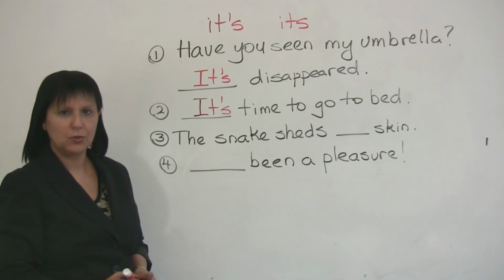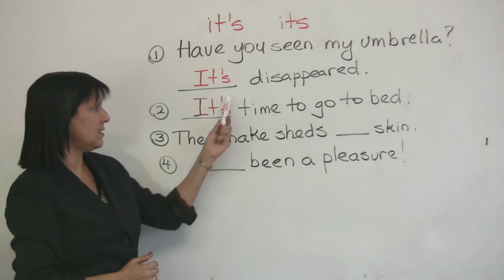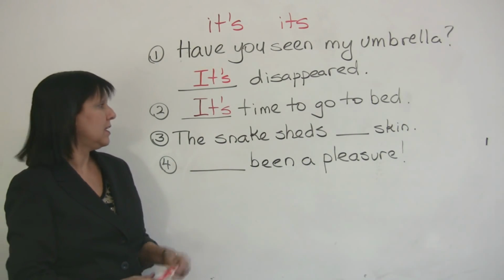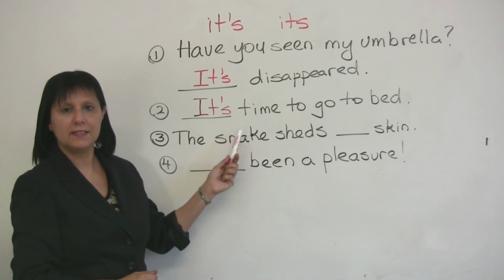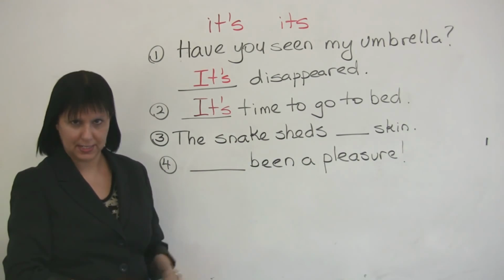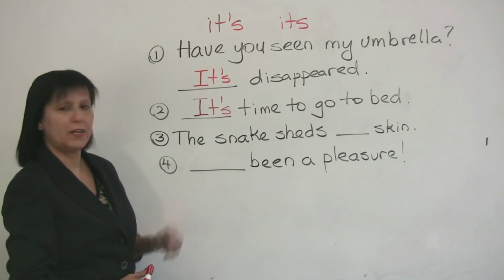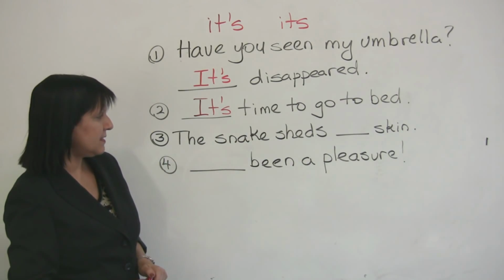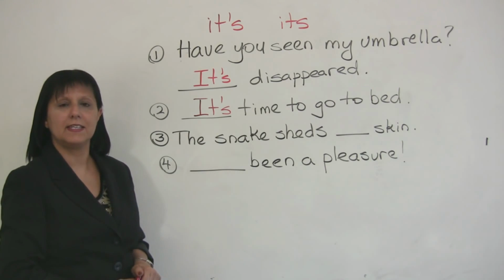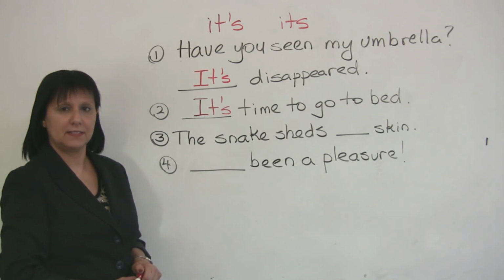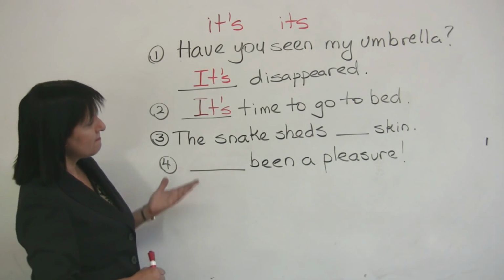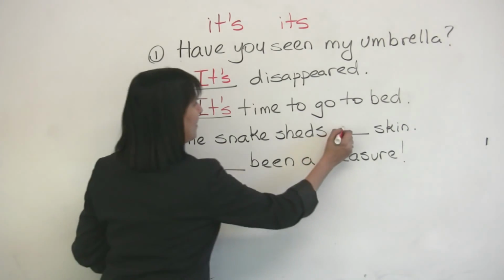Okay, this time we're using the one with the apostrophe, and it means it's time to go to bed. It is time to go to bed. All right, let's try number 3. The snake sheds its skin. The snake sheds its skin. Which one do we use this time?